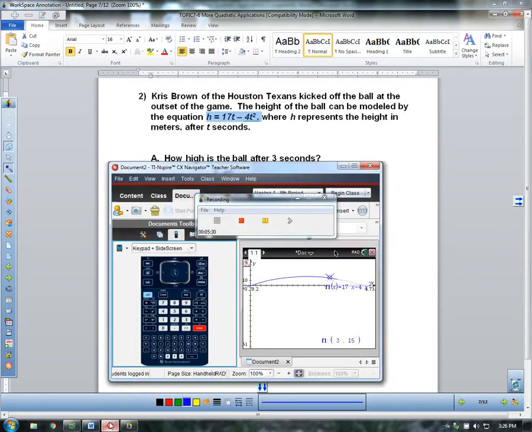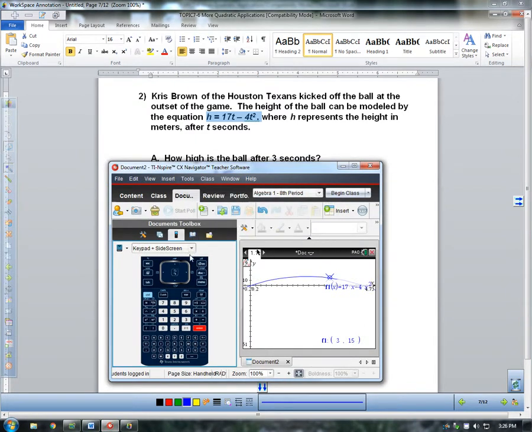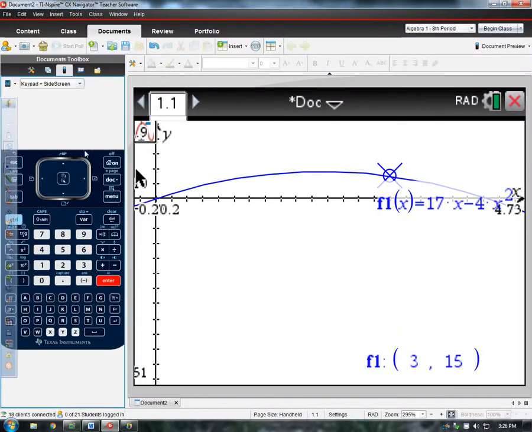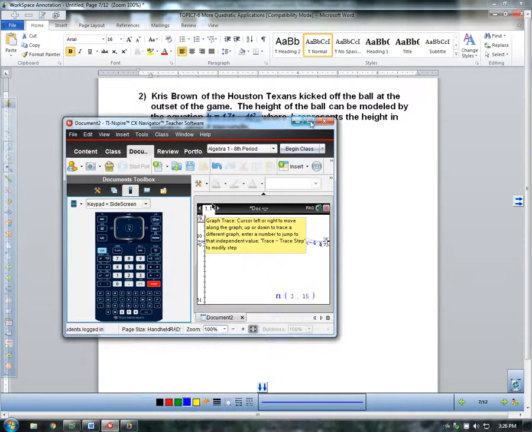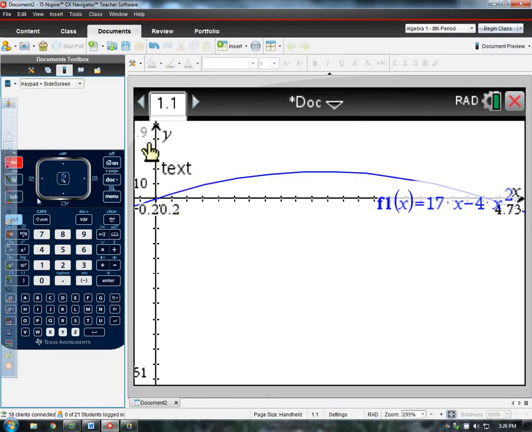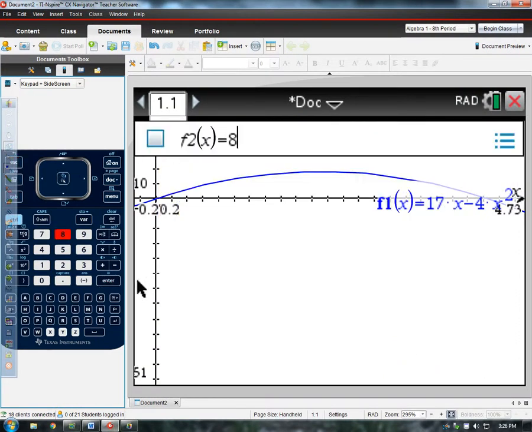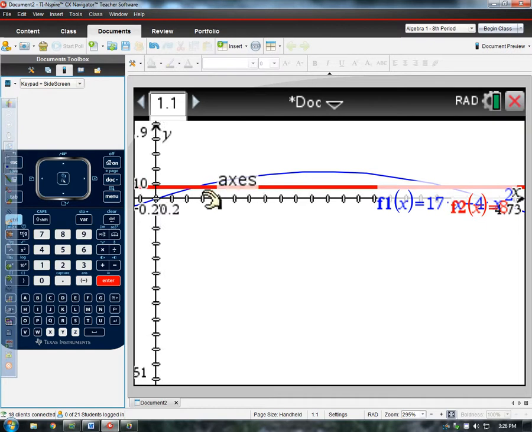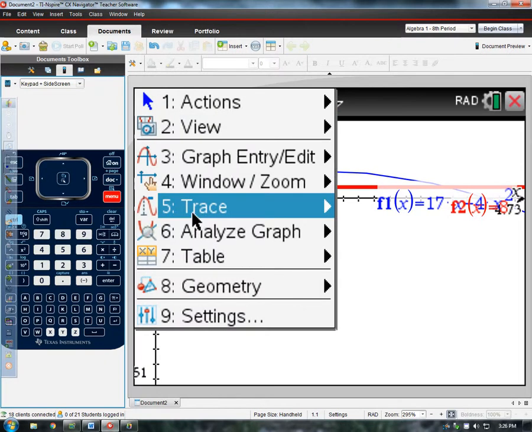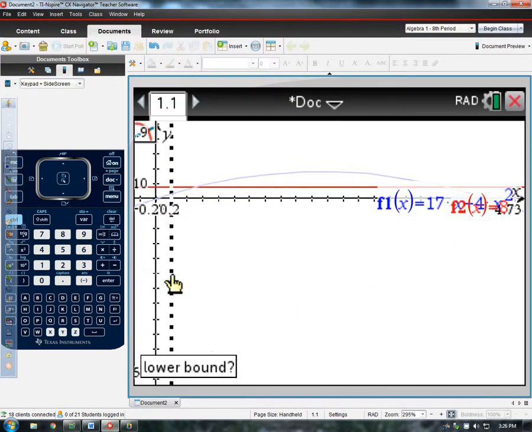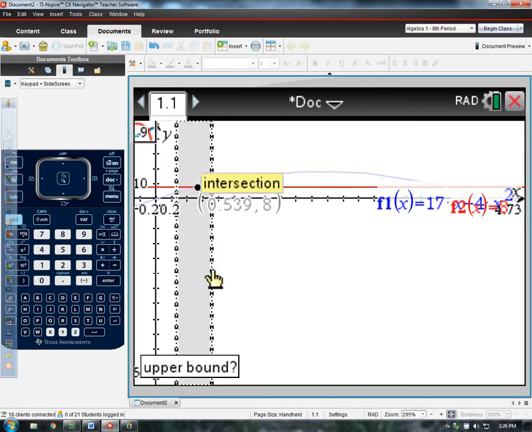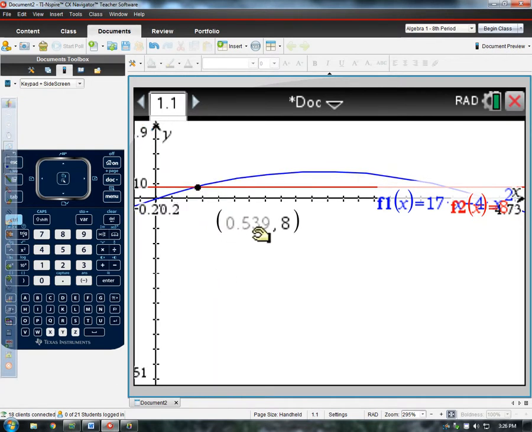So I'm going to go back to my calculator and tell it, okay, so now that I know that my height is, what was it, 8 meters, I'm going to hit tab and tell it I want y to equal 8. Great, I'm actually going to get 2 answers out of this, which is okay. So I'm going to go to Menu, Analyze Graph, Intersection. I want to be on the left side of the first one, and then on the right side of it. So at 0.539 seconds, I was 8 meters high.